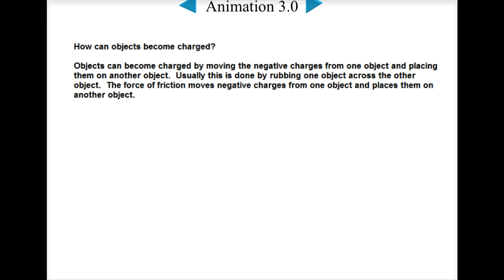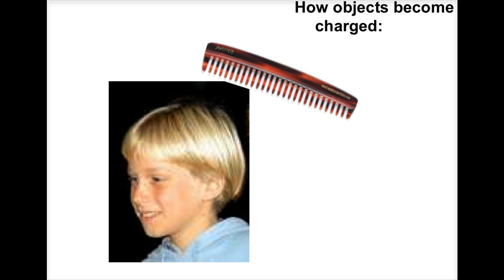So let's see what that looks like in real life. Let's use the example of combing your hair. The first thing that needs to happen in order for an object to become charged is that the comb needs to rub through the hair. That friction will help cause the charges to move. So the very first thing that happens is friction. The comb is rubbing through the hair.